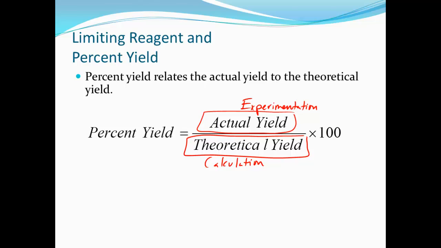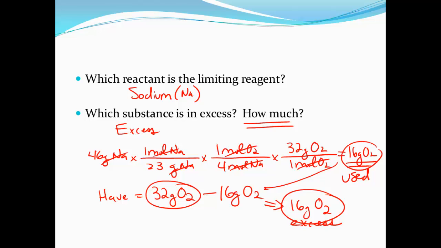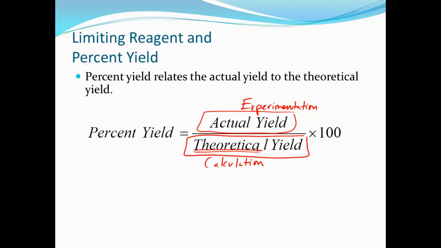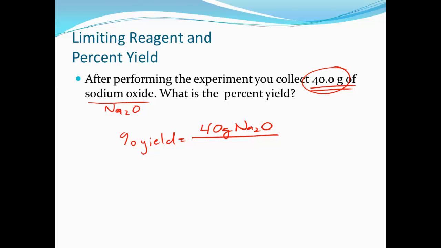Now, in theory, what did you get? Theoretically, what should you have gotten? Well, that means we need to go back to our original problem here where we determined how much sodium oxide we should produce, and that would be 62 grams. That's how much we should produce. So that's theoretical because this was based on a calculation. So we're going to put that 62 grams here of sodium oxide. And then we're going to multiply it by 100 to get us our percent yield.